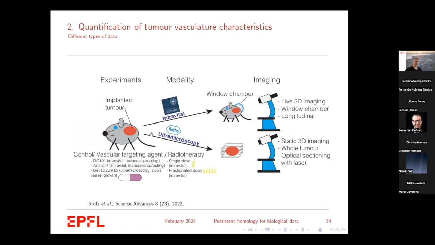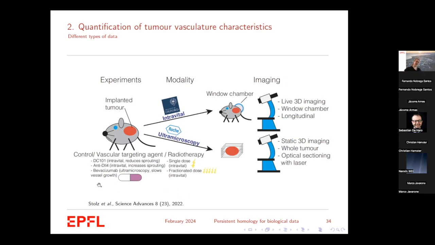In the second case, we had ultramicroscopy data from a collaboration with the pharmaceutical company Roche. Here, for every tumor, we just had one snapshot in time. But here they used optical sectioning with a laser, so we were really able to reconstruct the full 3D networks of these tumors, the full 3D vascular networks.